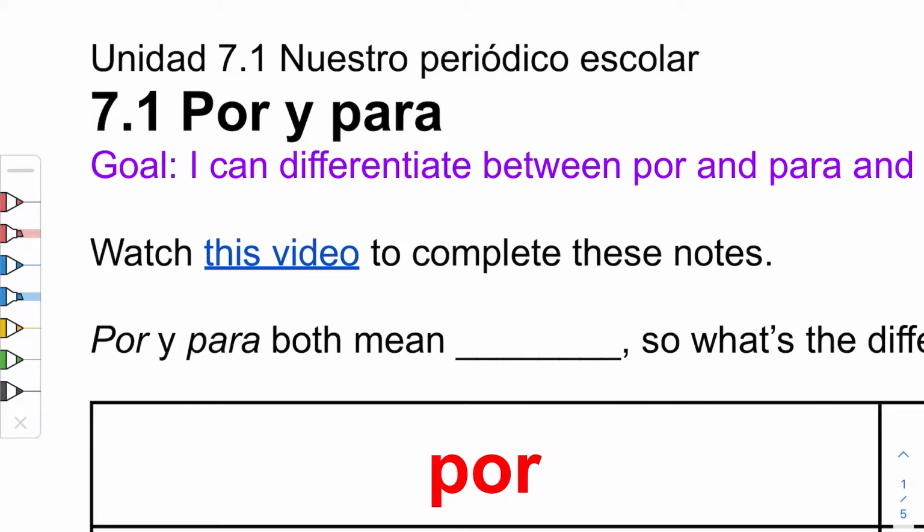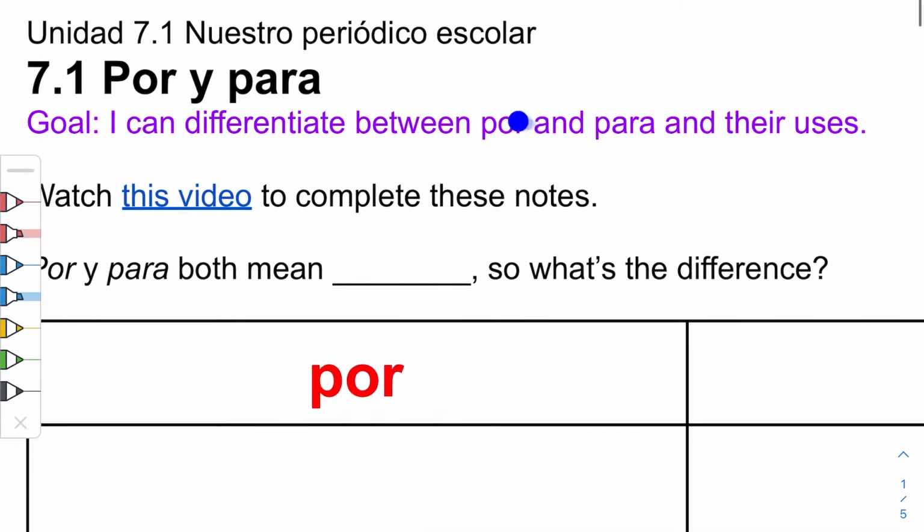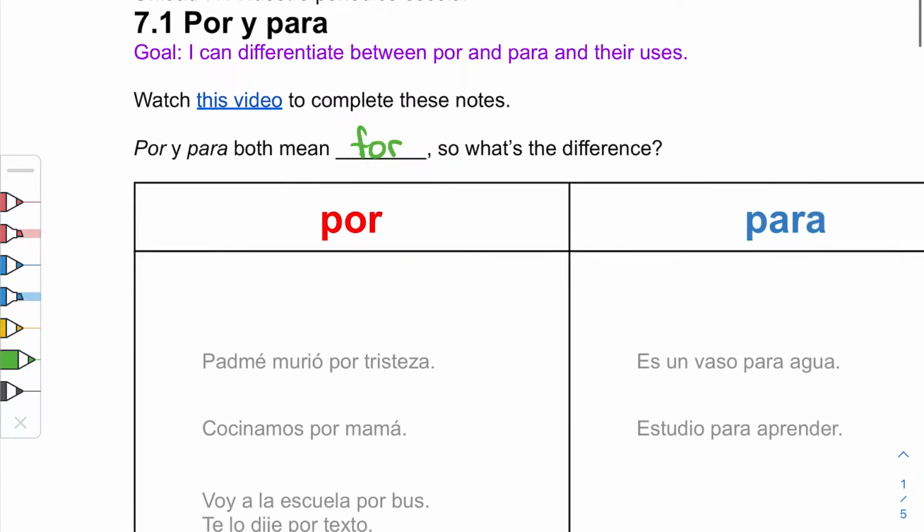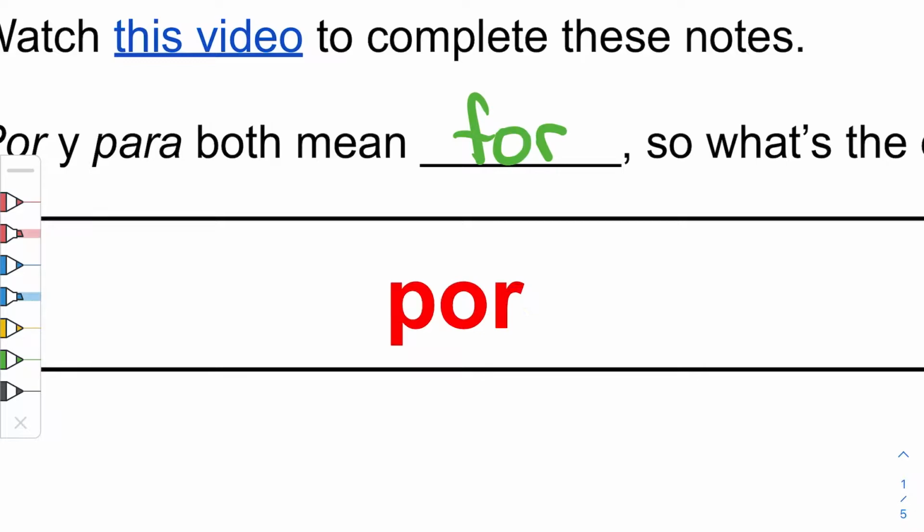By the end of the day, you will be able to differentiate between por and para and their uses. So por and para both mean for. Today we're going to talk about the difference between them. Por you're probably going to use most of the time.